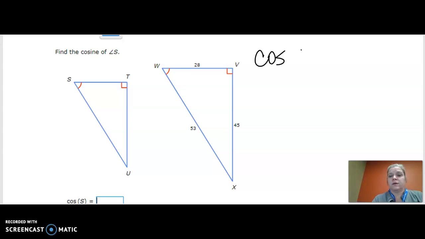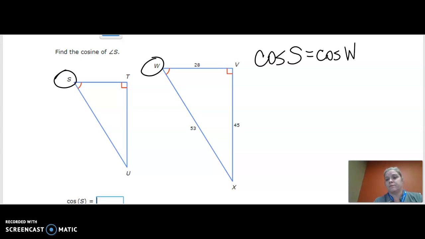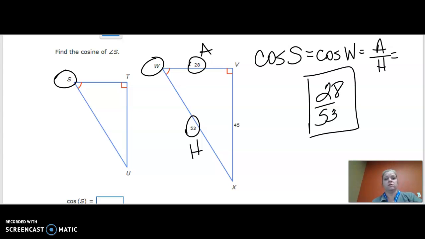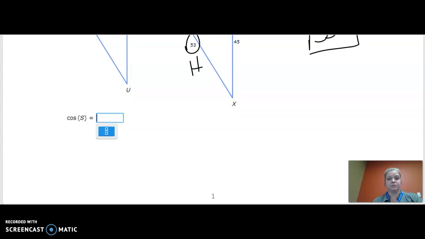It's looking for cosine S, S and W. So cosine W, and cosine is adjacent over hypotenuse. This is adjacent, this is hypotenuse. So 28 over 53. 7, 4, nothing goes into it, so it doesn't reduce. So 28 over 53 is your answer.